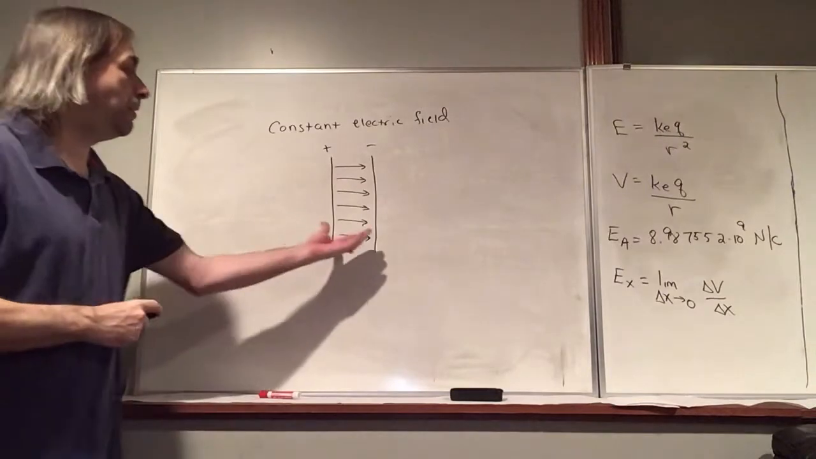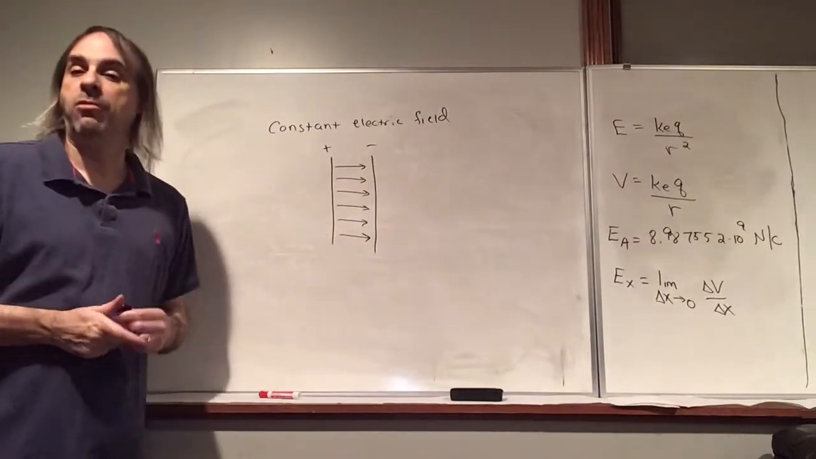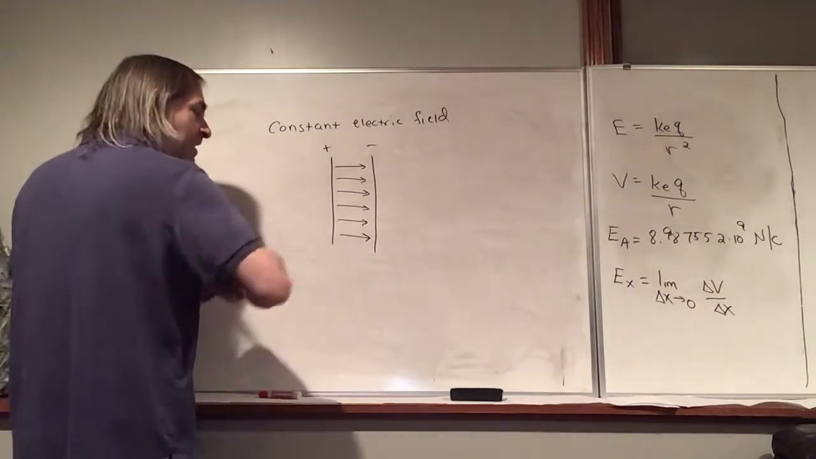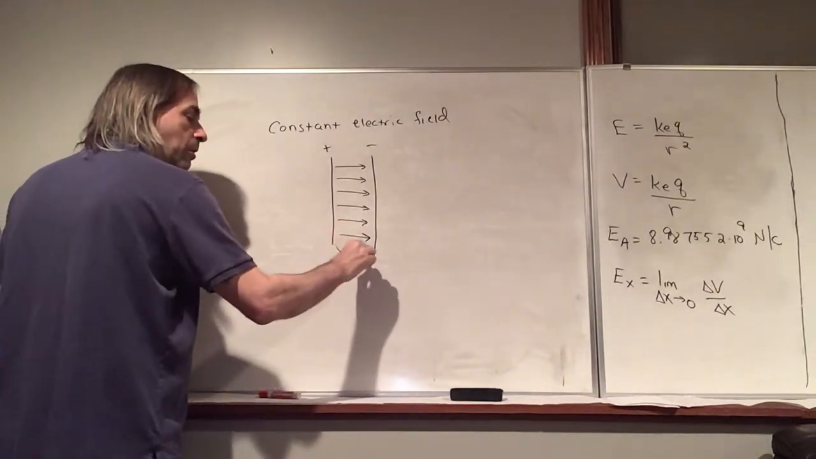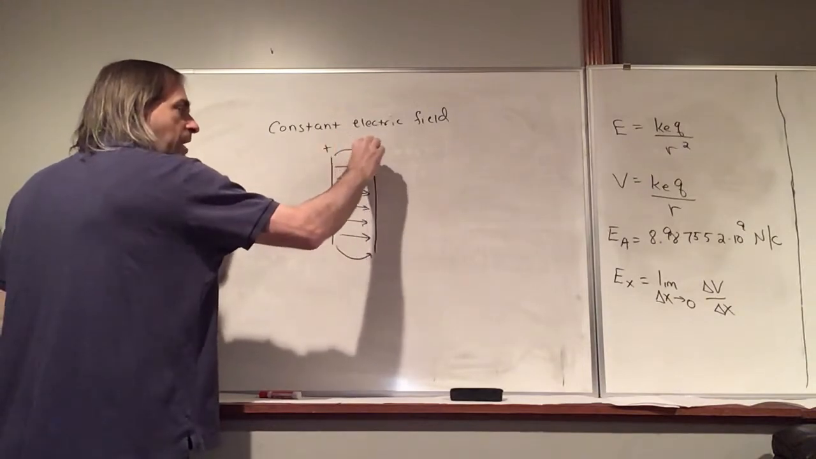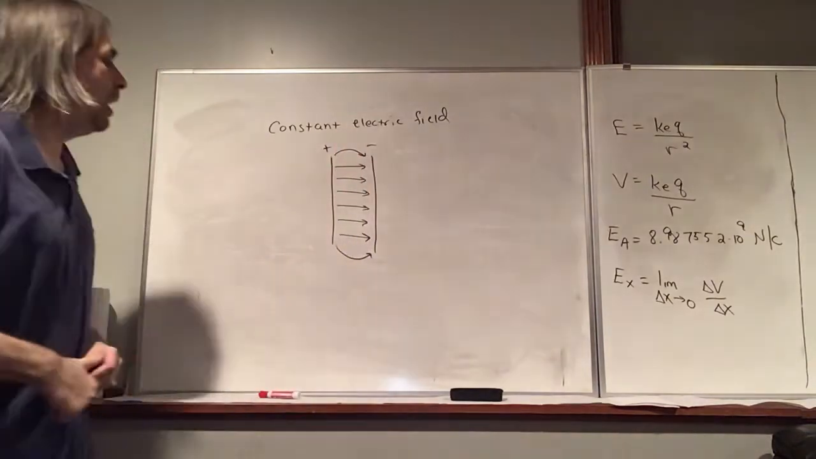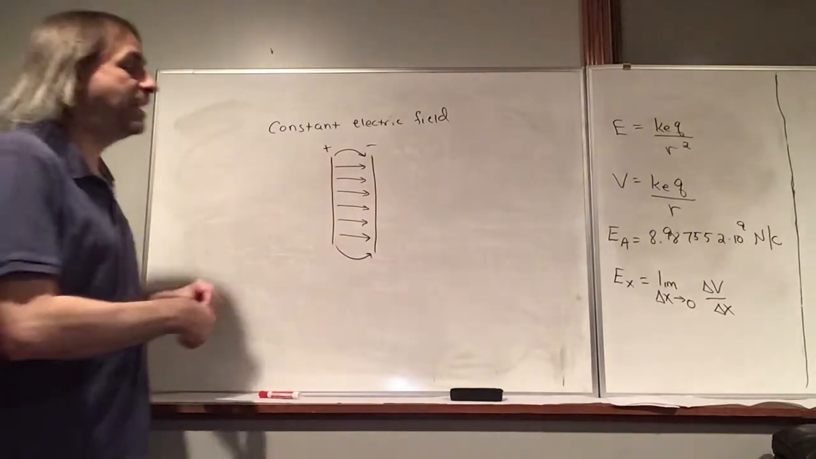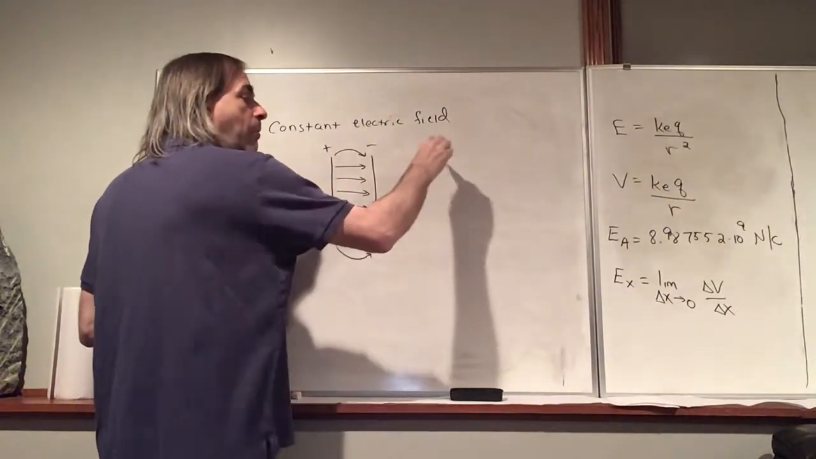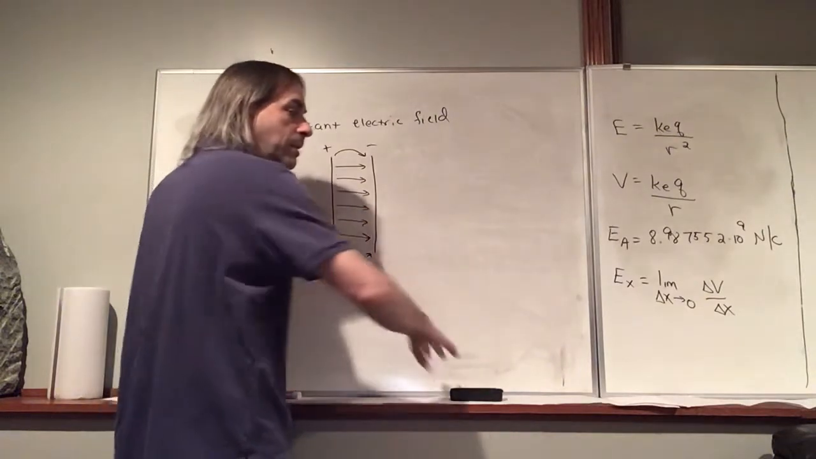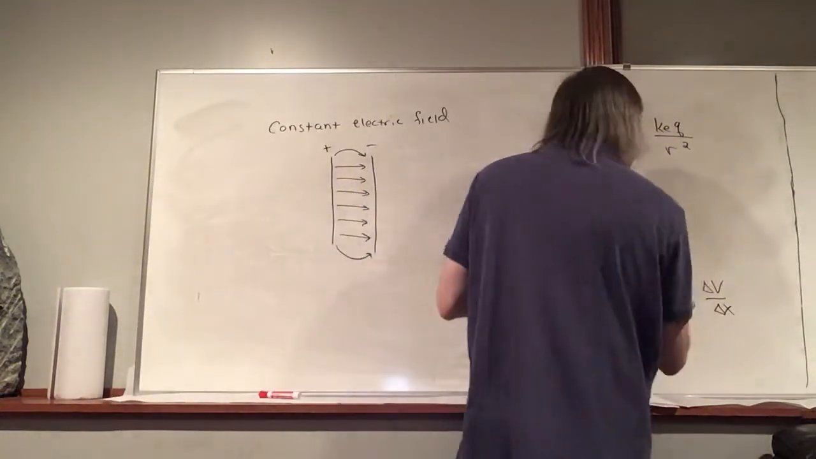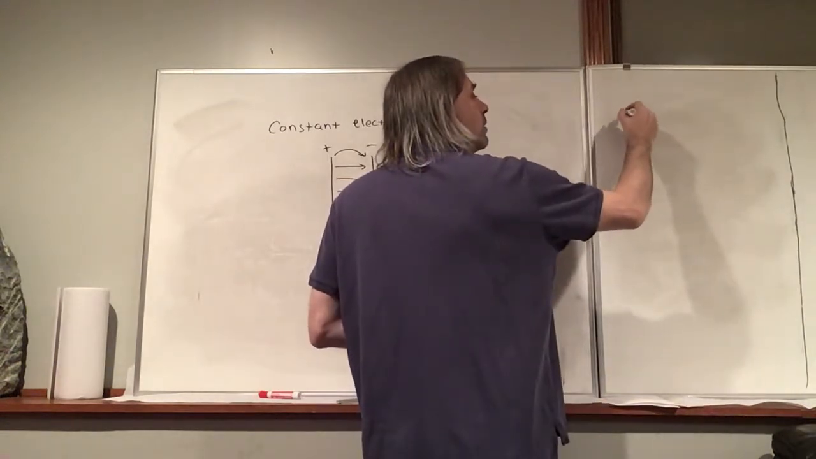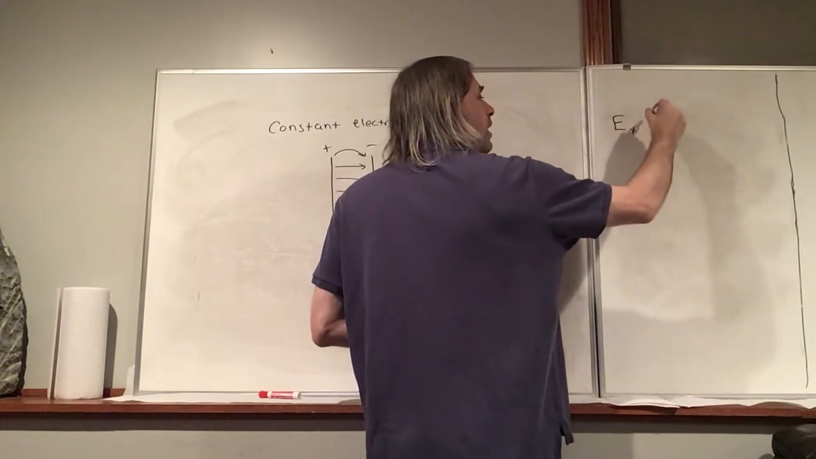But the electric field in between the 2 plates is constant. Now, when you get near the edges, the field lines would curve around a little bit. But if you're not near the edges, to a very good approximation, this is a constant electric field. And then this equation, I'm going to erase this and start over here. I'm just going to write it like this.